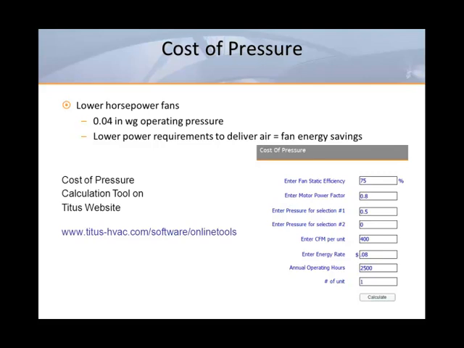There's a calculating tool called the cost of pressure that can be found on the front page of our website. It provides a simple way to compare the operating costs of air devices operating at different pressures on an annual basis. Although the cost may first appear small, it's important to take into account the number of air delivery devices found in typical buildings. When you start multiplying the results by hundreds or thousands of units, the numbers start getting very significant. The good news is that displacement diffusers tend to have lower operating pressure than conventional overhead diffusers, so this will help to reduce our fan energy.